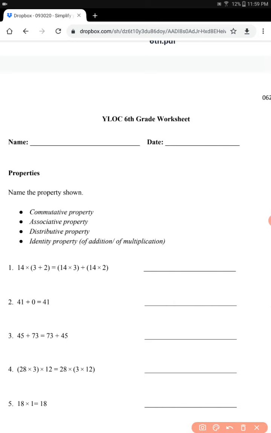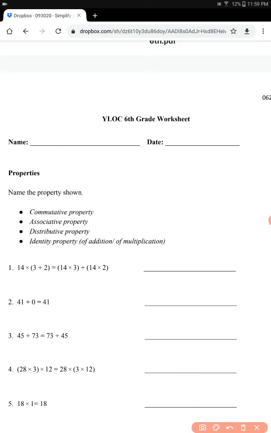Today we're starting off with commutative property, associative property, distributive property, and identity property of addition and of multiplication. Pretty easy. As you probably remember, commutative property is just the order of things in addition and multiplication, and they'll be the same. So 1 plus 2 is the same thing as 2 plus 1.